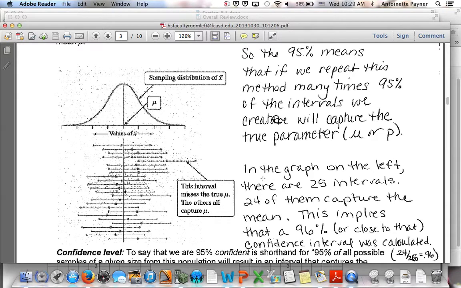It's mu in this case. So in this graph right here, there's 25 intervals. 24 of them capture the mean. So this implies a 96%, so we're very close to that. Remember, this percentage is coming from repeated samples. It's in the long run. So it implies a 96% confidence interval was calculated. I just did 24 divided by 25, and I got 0.96.